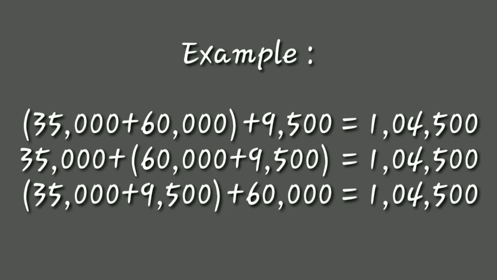Now I have made a third group. In the third group, I have added 35,000 with 9,500, and to their sum I have added the 60,000. However, the answer again came the same, that is 1,04,500. So this states that whatever the grouping of addition is, the answer will remain the same. This grouping property can be used to check the correctness of the addition sum.